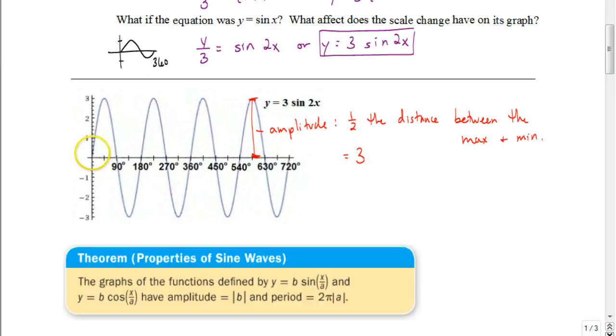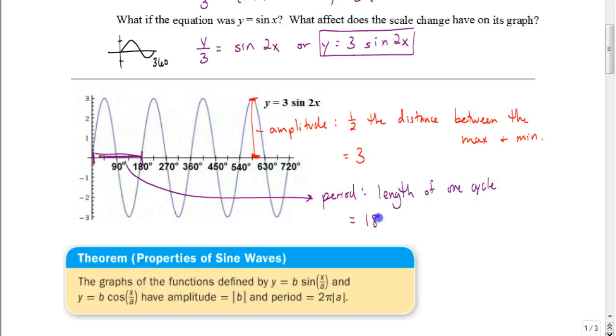The period, we've talked about that. That's another term, though, that they're defining for us as far as how to find it in this next box. But the period, remember, is how far or how long it takes for it to repeat itself, or the period is just the length of one cycle. And in this case here, it would be 180 degrees, or if we were working with radians, that would just be pi radians.